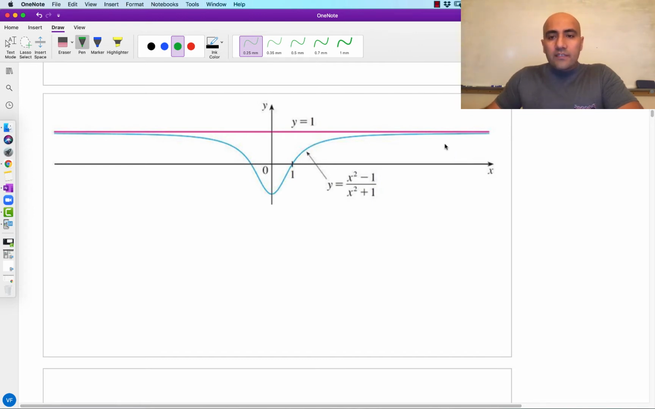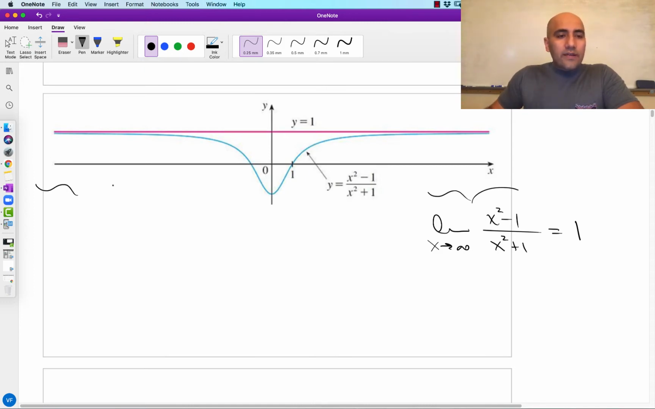So just to practice the notation, we would say that this function here, in this direction over here, the limit as x approaches positive infinity of x squared minus 1 divided by x squared plus 1 equals 1. Right? It seems to be heading toward 1 as x grows toward positive infinity. And then over here in this direction, it seems to be doing something very similar. The limit as x approaches negative infinity of x squared minus 1 divided by x squared plus 1 also seems to be heading toward positive 1.